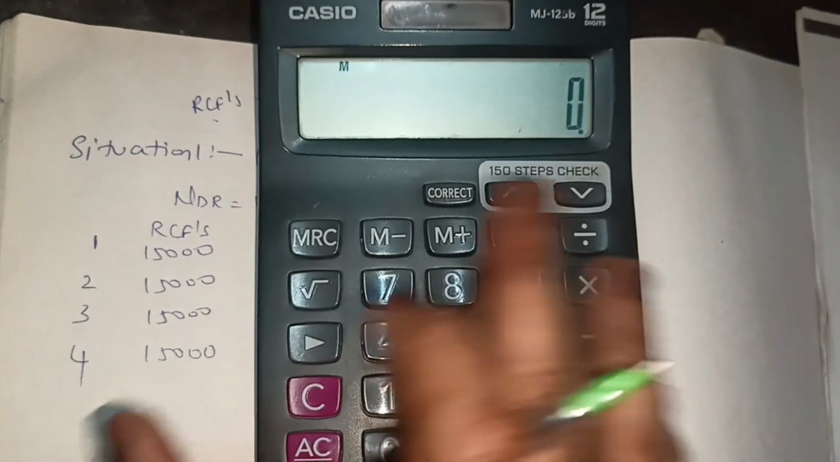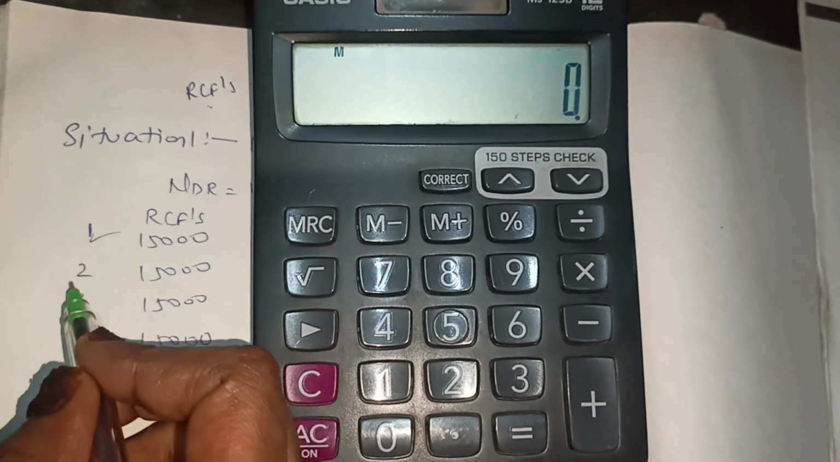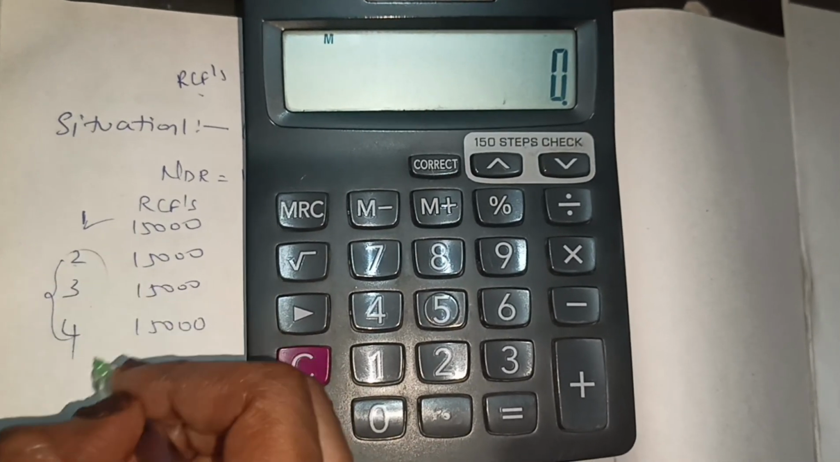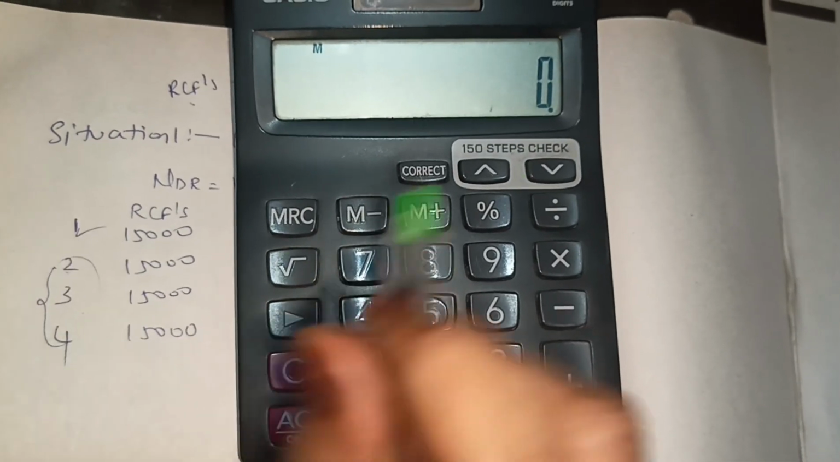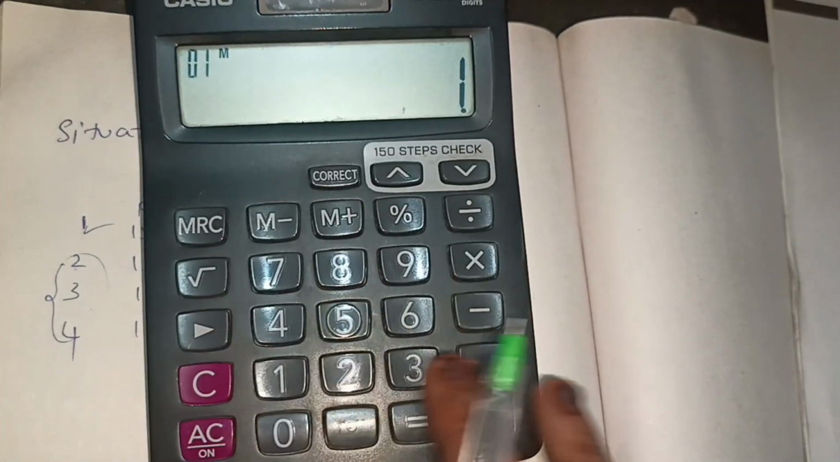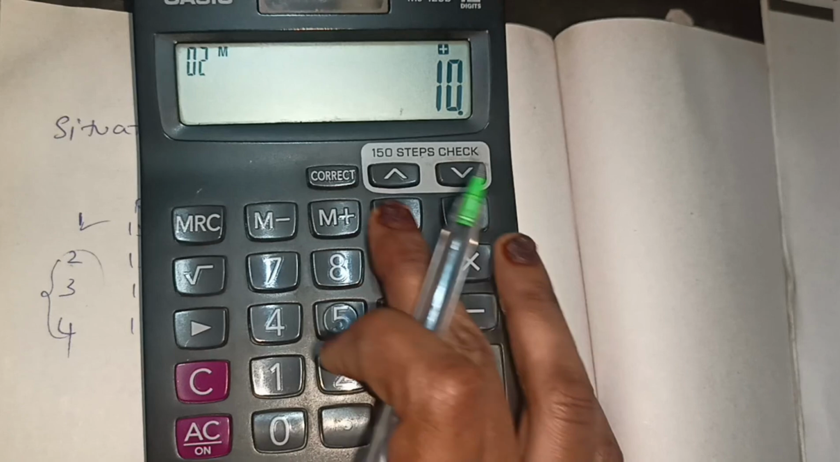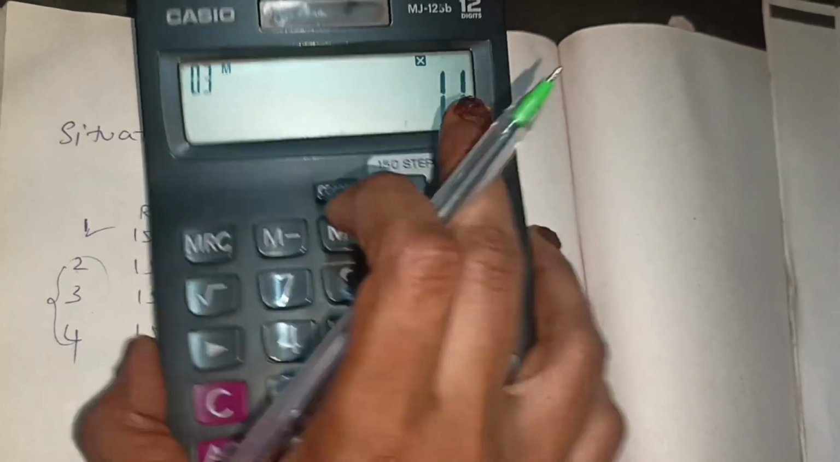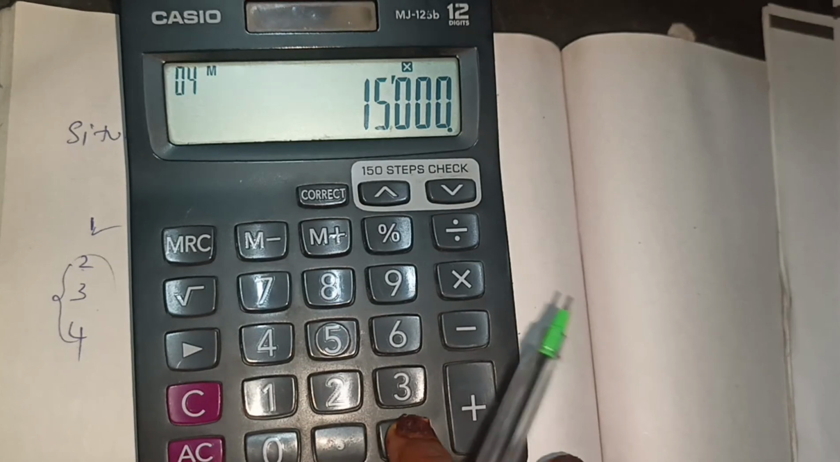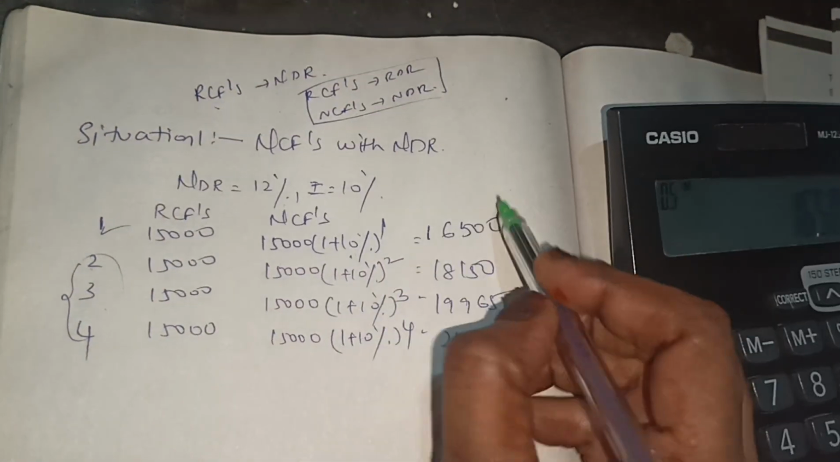I'll be showing for first year. Please try to do on your own for second, third and fourth years. But if you have any doubt, please let me know in the comment section. 1 plus 10%, 1.1 into 15,000. So it is coming to 16,500.